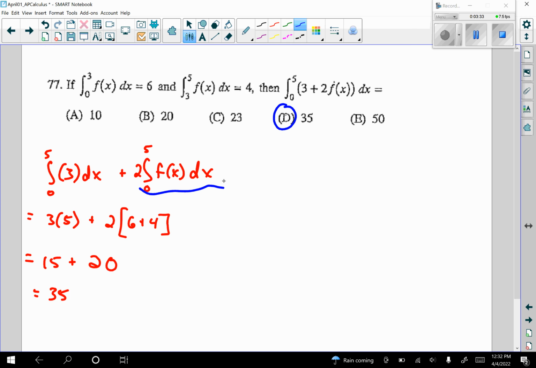But taking this part right here, the integral from 0 to 5 of f of x dx is the same thing as going from 0 to 3 of f of x dx, and then plus 3 to 5 of f of x dx. So that's where I'm looking at the 6. That would be the first part here, plus the 4.